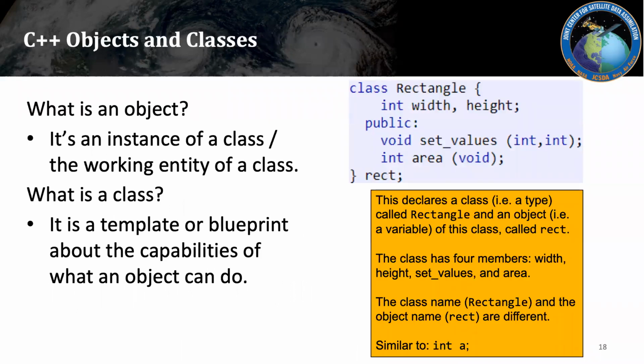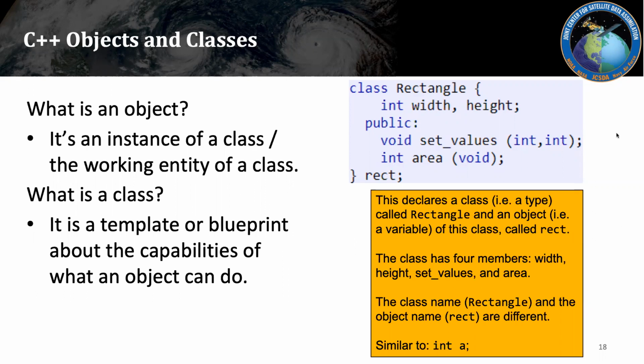So C++ brings these convenience functions into your data structure itself. So what is an object? It's basically an instance of a class or the working entity of a class. And a class is a template or a blueprint about what an object can do.